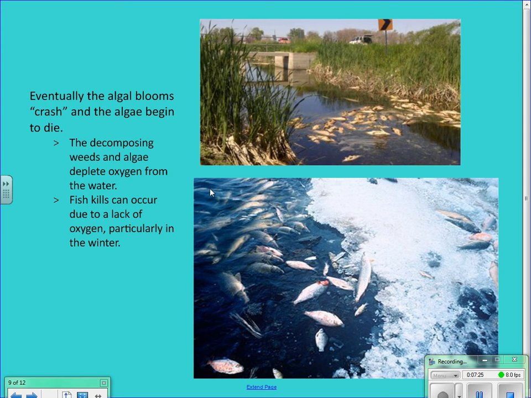So when algal blooms crash, so when the algae dies off in the season, the decomposition that takes place consumes oxygen from the water. And this can cause fish kills, particularly in the wintertime where there is a limited amount of oxygen available because of the ice.